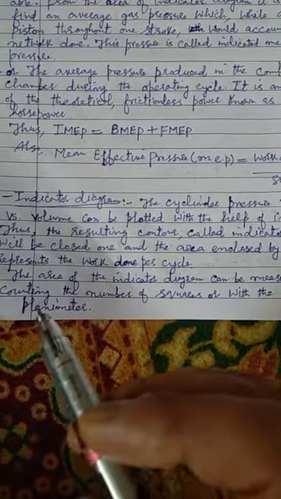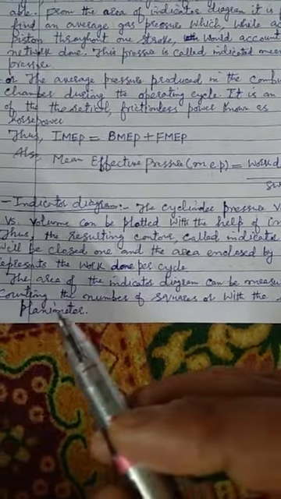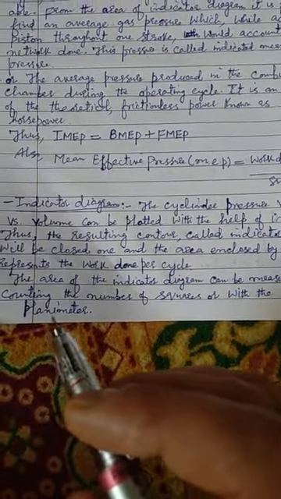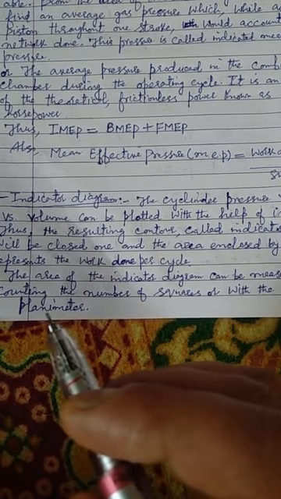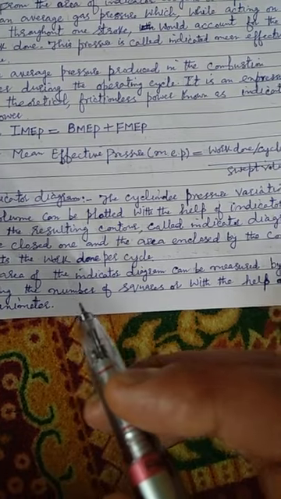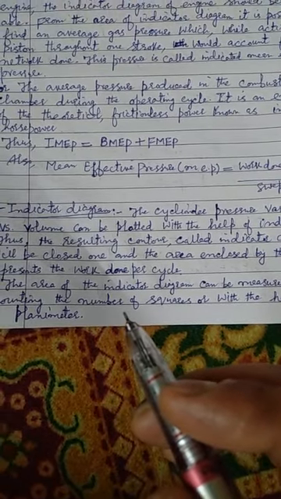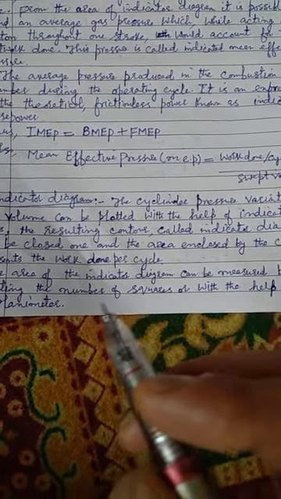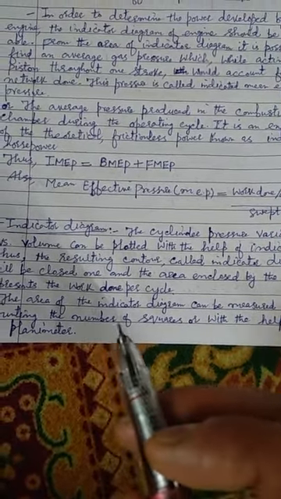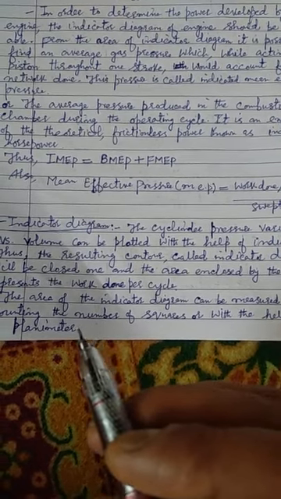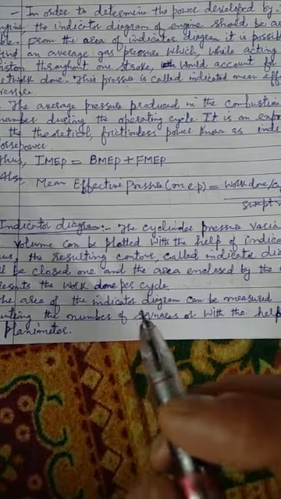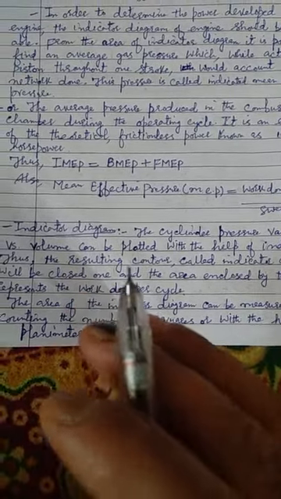The area of the indicated diagram can be measured by counting the number of squares or with the help of a planimeter. It is an instrument used for measuring the area of the indicated diagram. Or you can also calculate the area manually by drawing rectangles that make up the required area of the indicated diagram. That area is equal to work done per cycle. So now we know what an indicated diagram is.